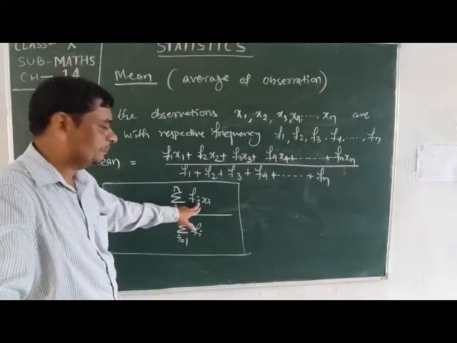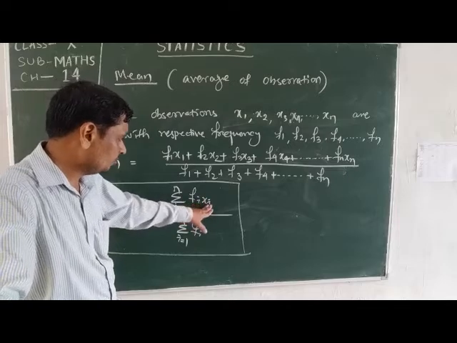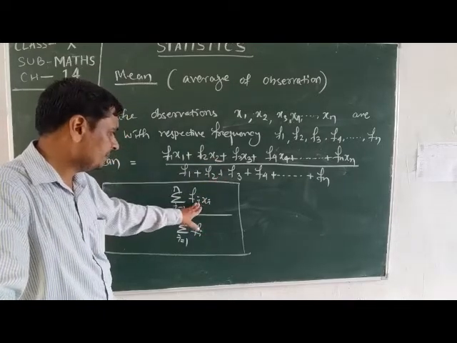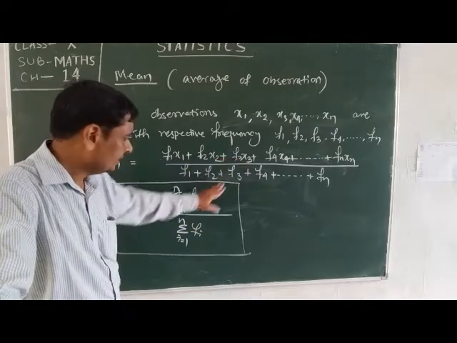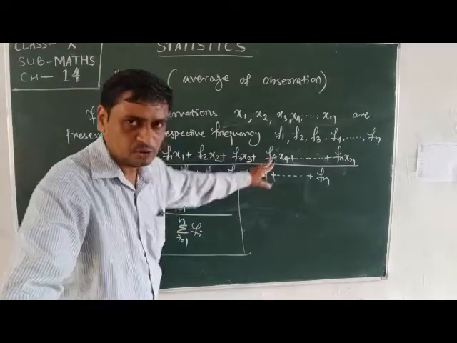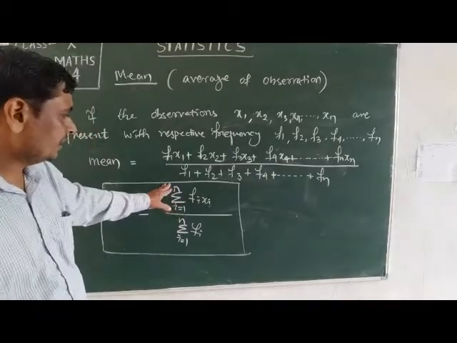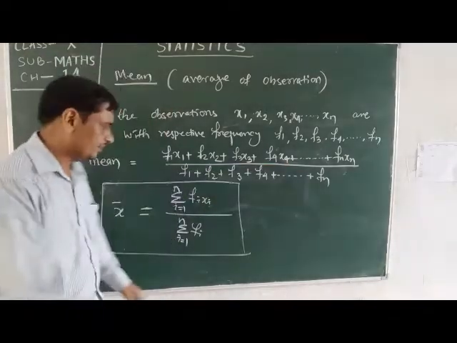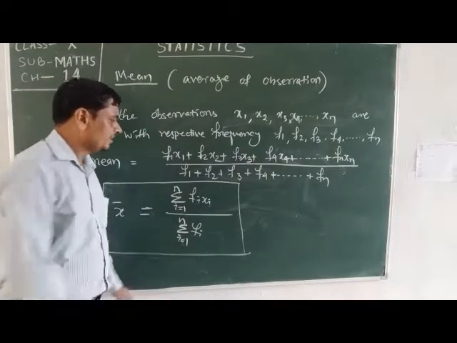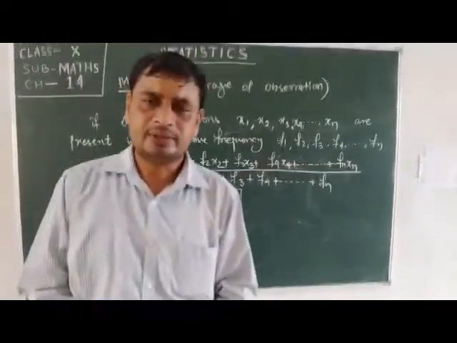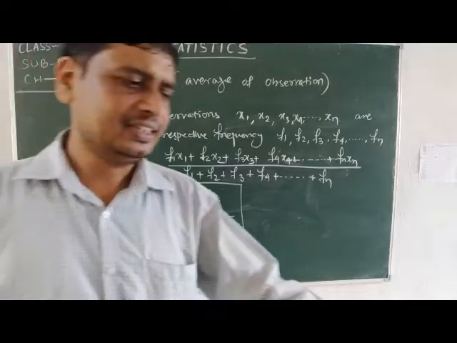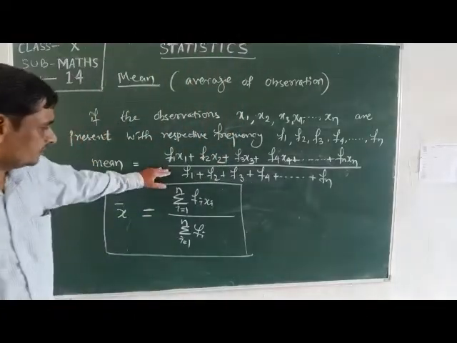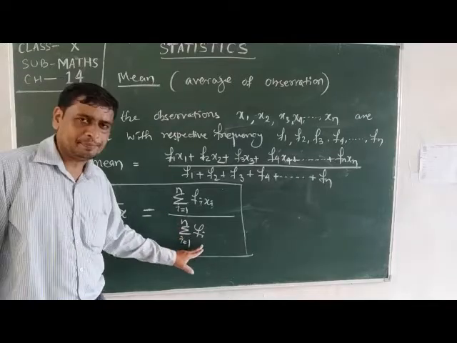When we put 2 in place of i, it becomes f2 x2. When it is 3, it becomes f3 x3. When it is 4, it becomes f4 x4. In this way, we can take up to n, and it becomes fn xn. This sum is the sum of all these f1 x1, f2 x2, f3 x3 up to fn xn, divided by the sum of fi.